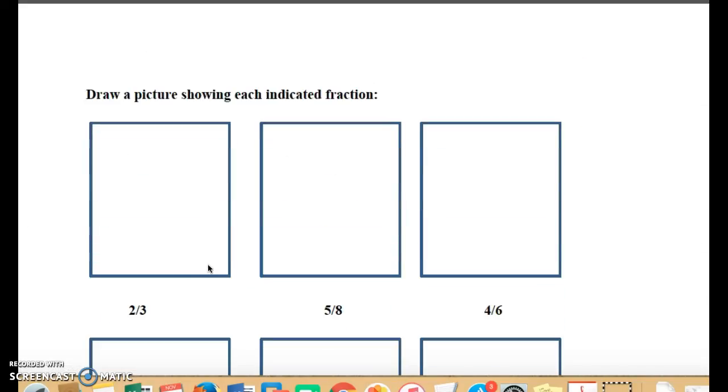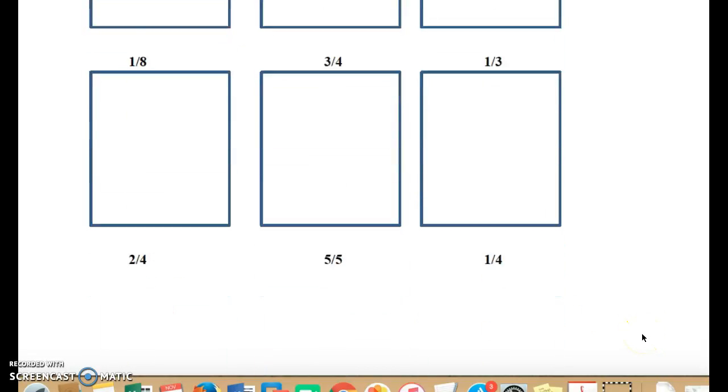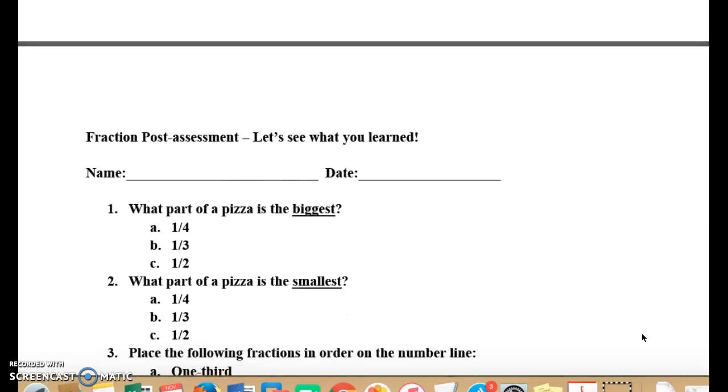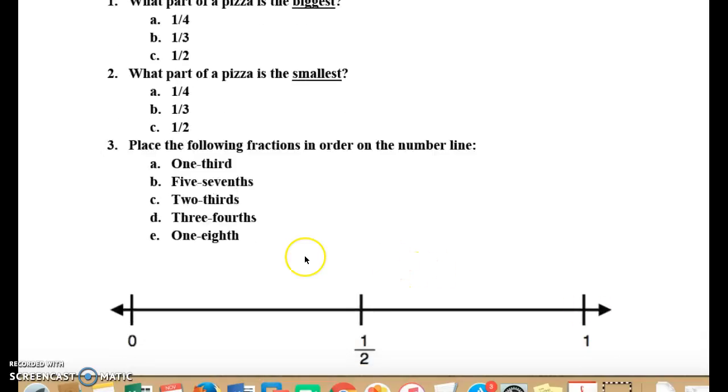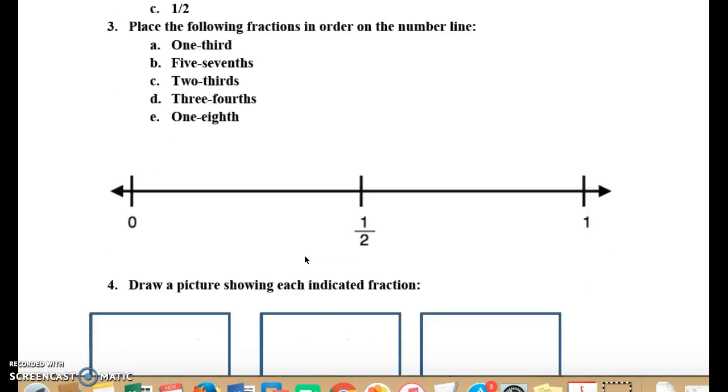And then here's some more of the hands-on stuff. This is, as I said before, a box, and they can draw a circle, a square, a rectangle, showing the fraction below. And then this is the post-test. This is the same as the pre-test, just to see the difference in the students' growth after the lesson plans.